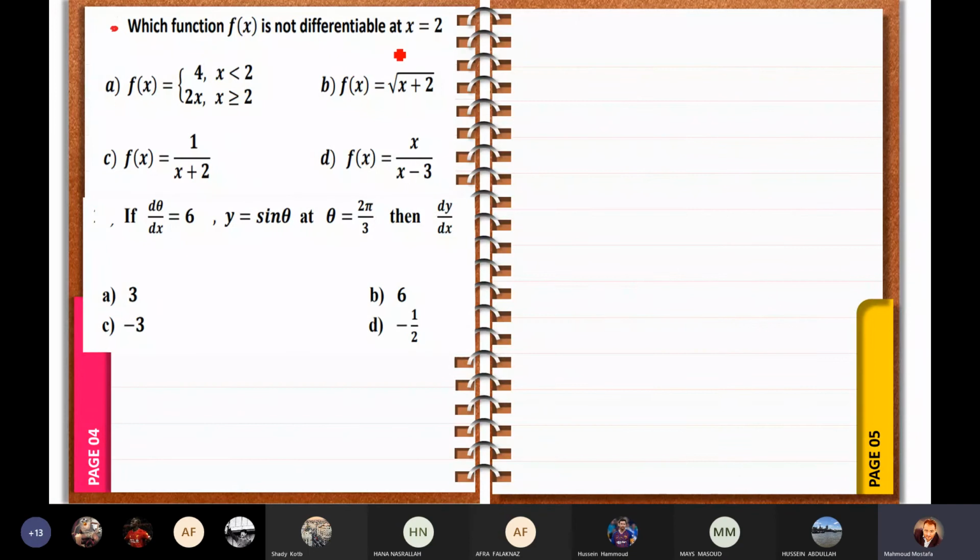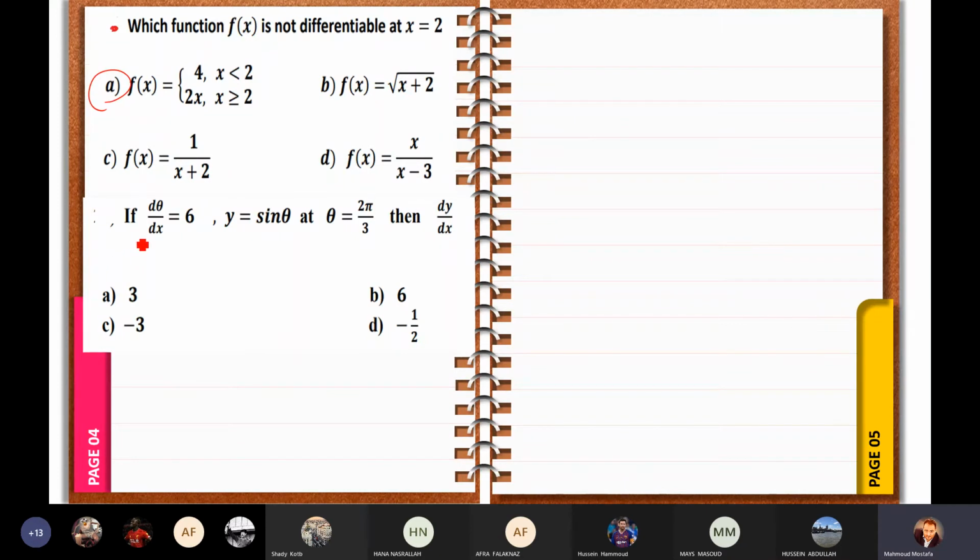Which function is not differentiable at x equal to 2? I think this is easy, anyone can do it. A. Find the first derivative. First derivative from left is 0, from right is 2, so it's A. In the others you can find the derivative, except this one where from right is not equal to from left.